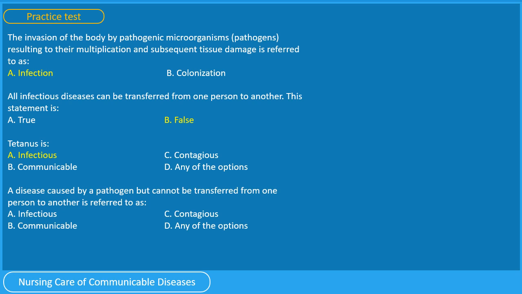Last question. A disease caused by a pathogen but cannot be transferred from one person to another is referred to as A. Infectious, B. Communicable, C. Contagious, D. Any of the options. You have 5 seconds. If you answered A, then you are correct.